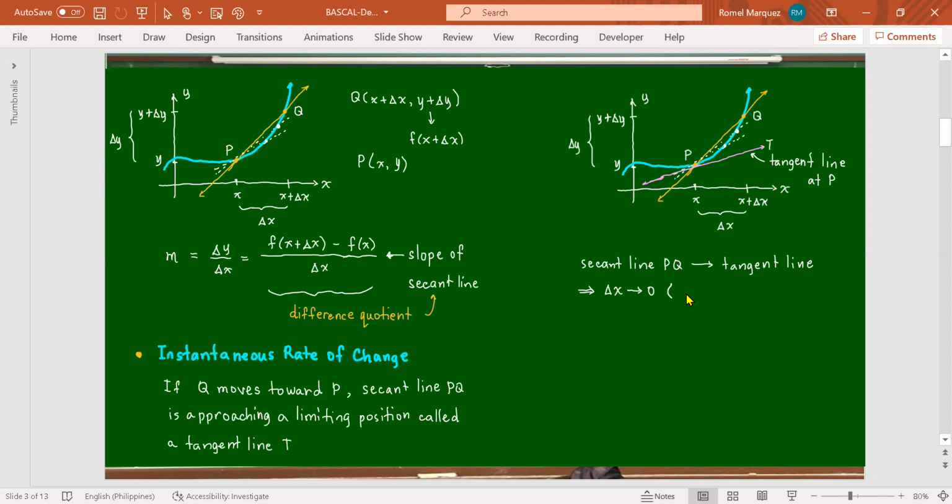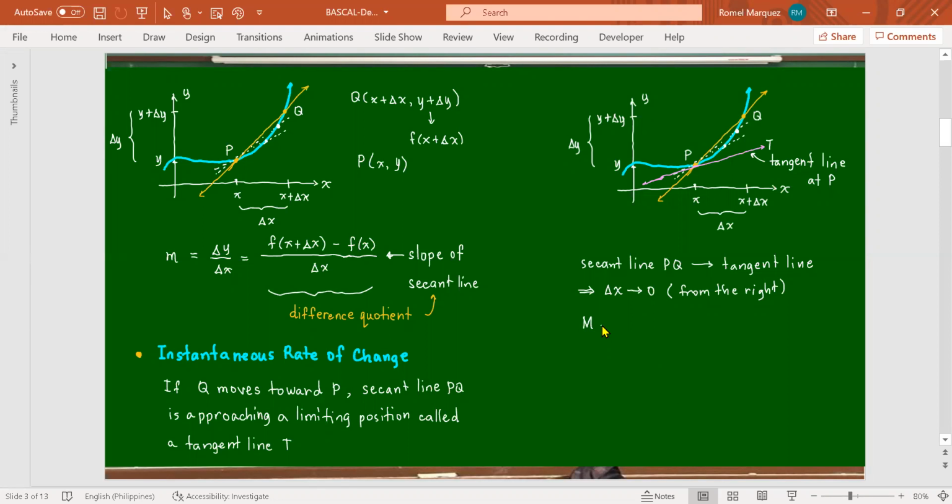Actually, this is from the right. But of course, you can consider the same from the left, and it will also approach 0.